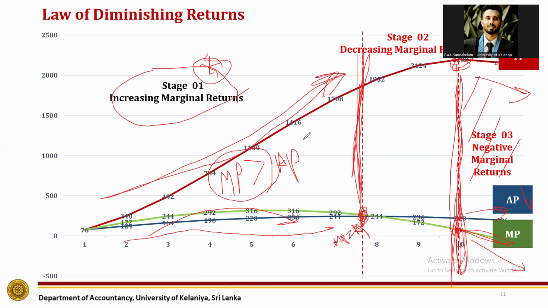So in that case, the TP is increasing quickly. You change only the labor. You change only the labor. So if you add new workers, the average production increases. So the new workers.